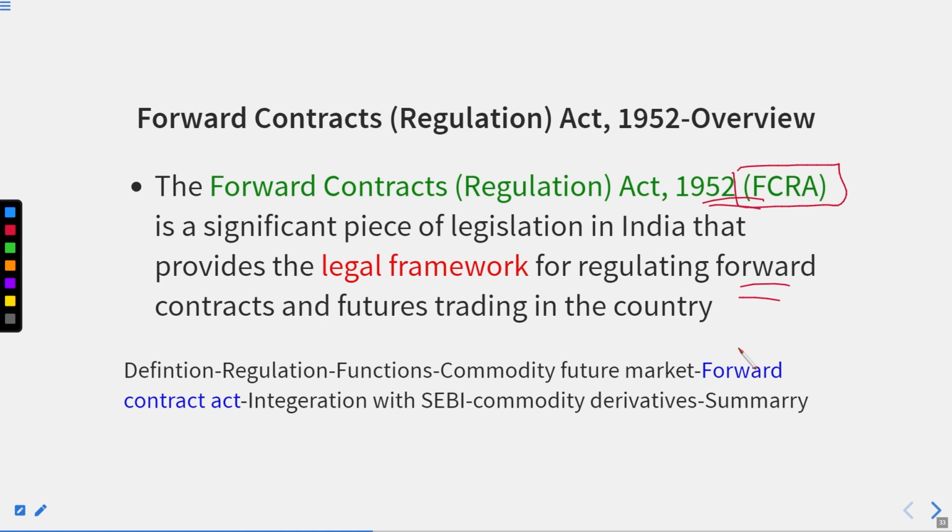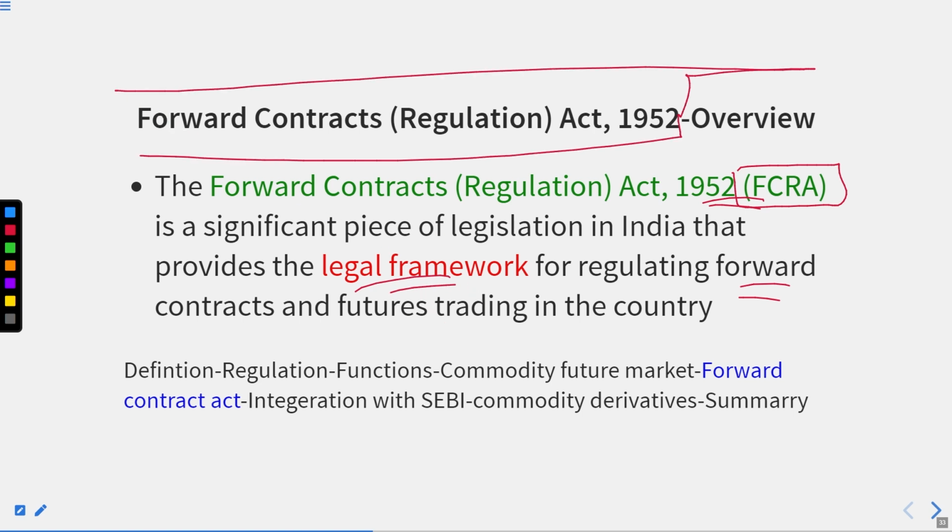Okay, and the Forward Market Commission is a statutory body. If this is a statutory body, it means that it derives its powers and functions from some legal source. So the legal framework for this is the Forward Contracts Regulation Act 1952.